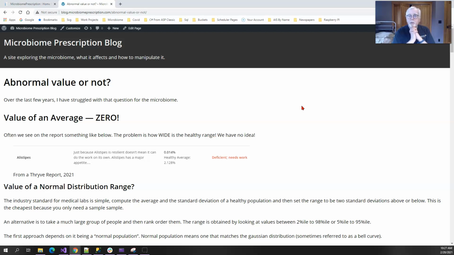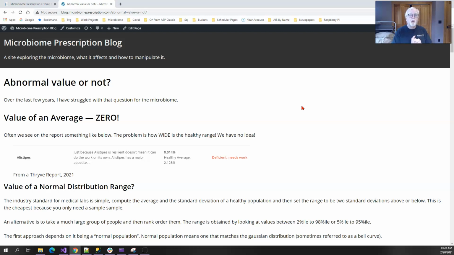As you can see, some testing sites will provide you saying, hey, this is your average, this is your value, you need to improve it. The problem is that we have two numbers and we don't know how wide the healthy range is. Is it a little? Is it a huge amount? We don't know. We just have two numbers tossed at us, and one is less than the other, one is better than the other. And usually the assumption is if you are less than the average of a healthy one, you're deficient.